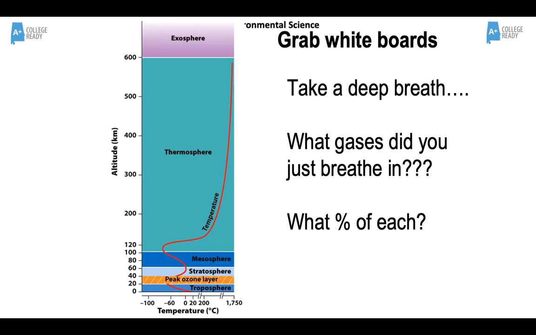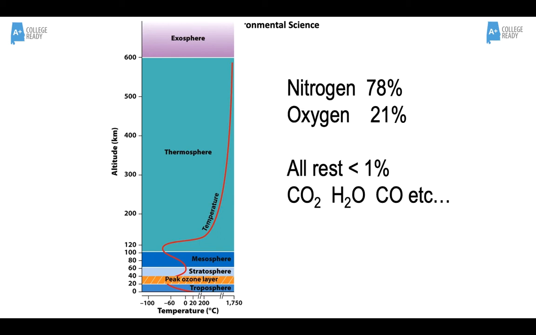So, what is it that we breathe? What is in the troposphere? The troposphere, of course, is that layer of the atmosphere where weather occurs, and it's where we're located. And it is made up primarily of nitrogen gas. Diatomic nitrogen, or sometimes called atmospheric nitrogen, makes up 78%, oxygen 21%, and all the rest are going to be less than 1%, but that would include carbon dioxide, water, carbon monoxide, etc.